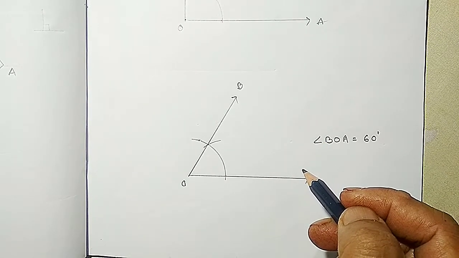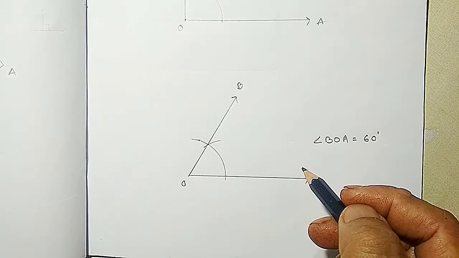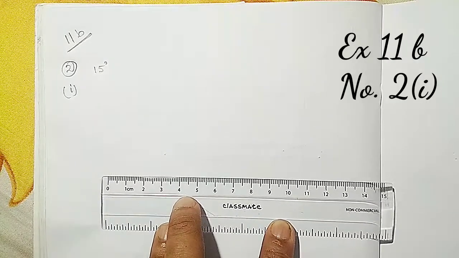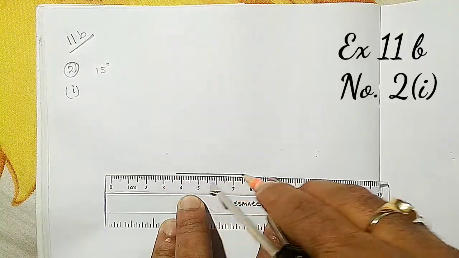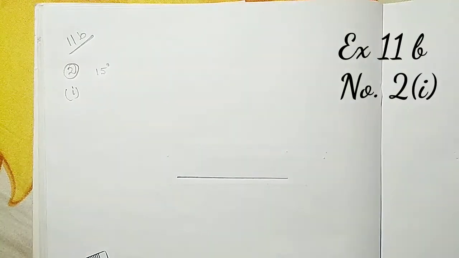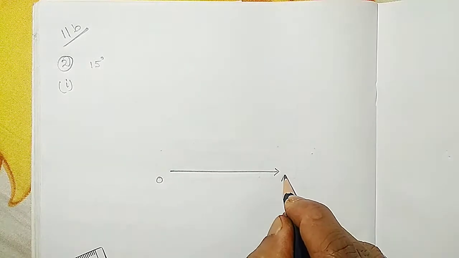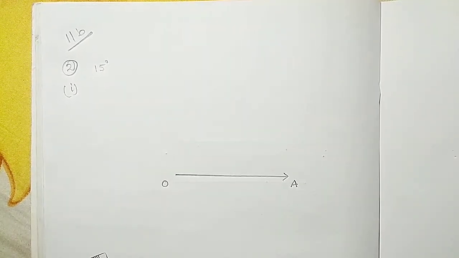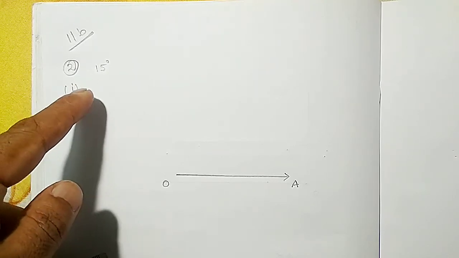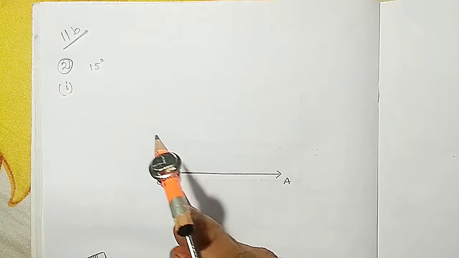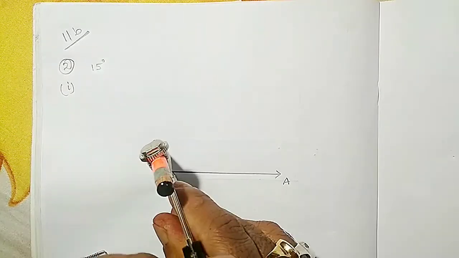Now I am going to show sums of question number 2 of 11B. Let me show how to draw 15 degrees. For this, I have to draw one ray. I have drawn one ray, and we can name this one as, suppose, O, and suppose this part is A. After drawing the ray, we have to draw 60 degrees, because if we double 15, I am going to get 30, and if we double 30, I am going to get 60. That means first of all I have to draw 60 degrees here.